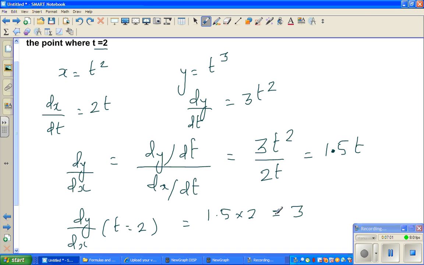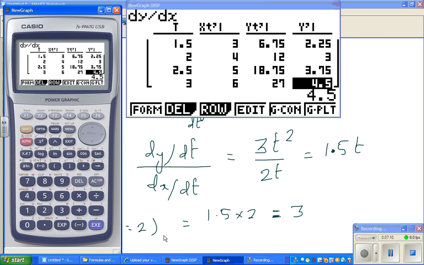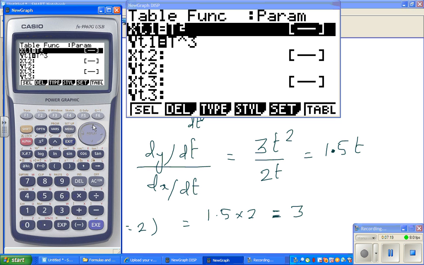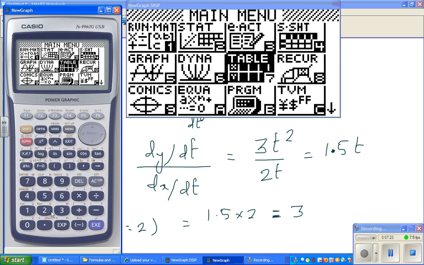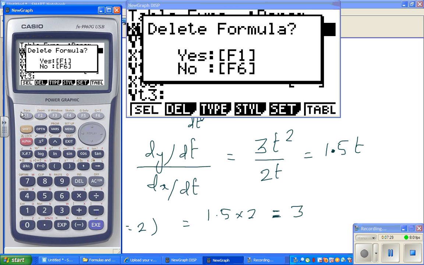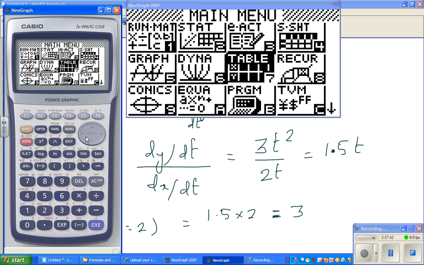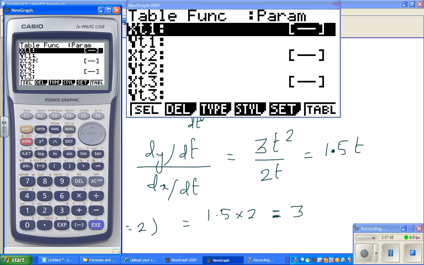So the gradient of the function at t equal to 2 is 3. I'll show this on a calculator. I have typed in the table; let me delete it first and show you how to do it. Go to the menu, then table. In the table, for xt1 you have to go to type.